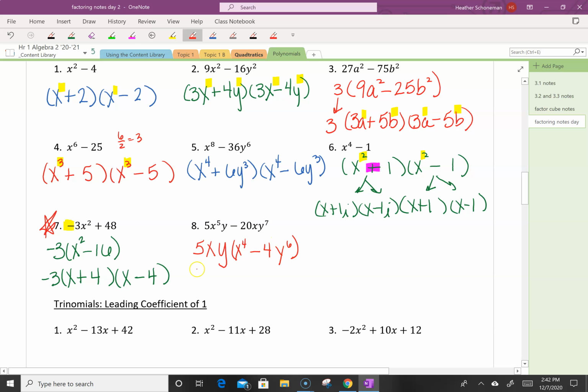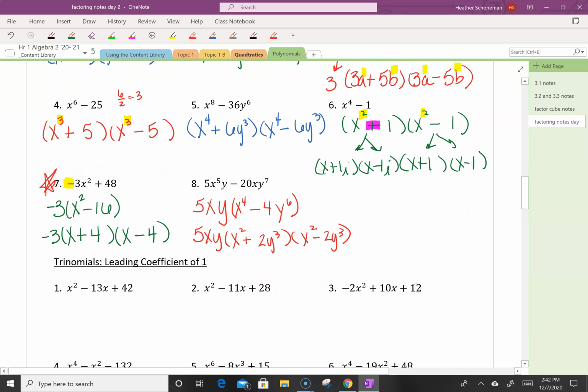Here, I can take the square root of everything. So I'm going to go straight to my 2 parentheses. The square root of x to the 4th is x squared and x squared. The square root of 4y to the 6th is 2y to the 3rd. 1's a plus, 1's a minus. Now I could see if it can factor further, but I can't take the square root of everything, and I can't take the cube root of everything. So there's no way I can go further, so I know that I'm done.